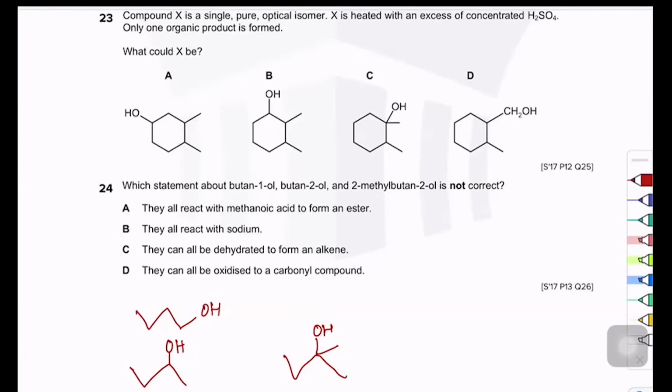They can all react with methanoic acid to form an ester. Tell me, do they? Tertiary carbons, do they make esters? They can't. Okay, they can all react with sodium. So why can't tertiary carbons make esters? Why can't they make esters? I never really thought about it.